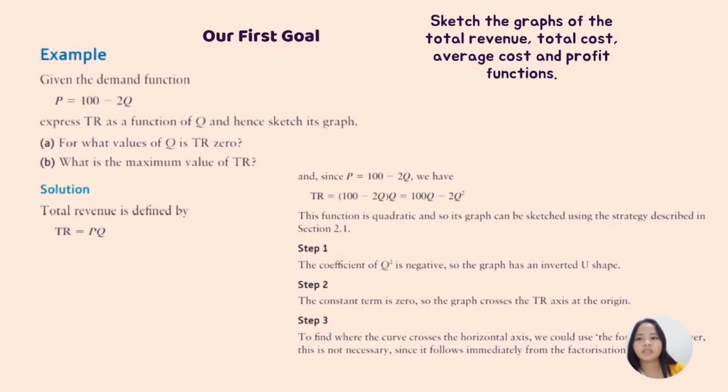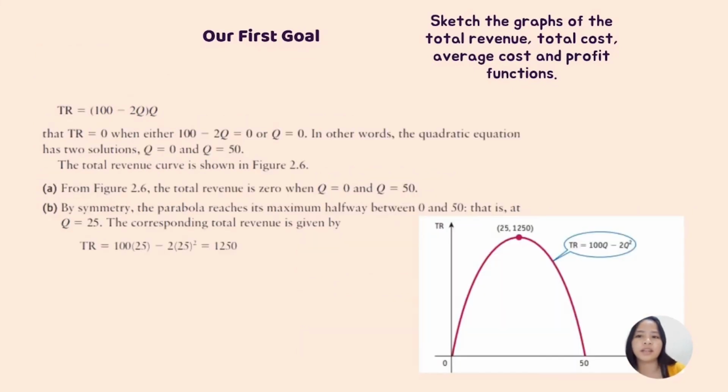So step 1, the coefficient of Q squared is negative, so the graph has an inverted U shape. And step 2, the constant term is 0, so the graph crosses the TR axis at the origin. Lastly, to find where the curve crosses the horizontal axis, we could use the formula. However, this is not necessary since it follows immediately from the factorization TR is equal to 100 minus 2Q times Q. So TR is equal to 0 when either 100 minus 2Q is equal to 0 or Q is equal to 0. So the answer to the first question: the total revenue is 0 when Q is equal to 0 and Q is equal to 50.